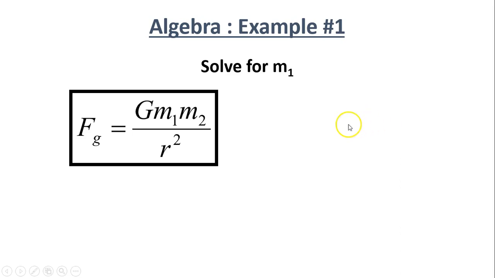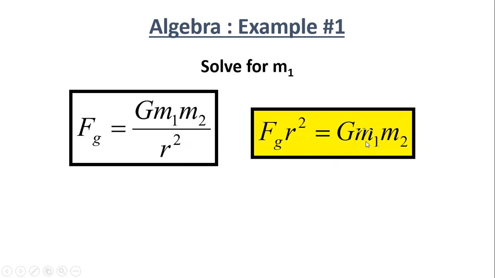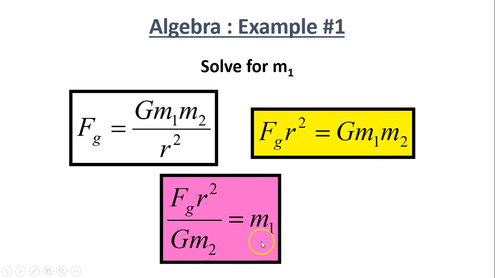Let's do our first example. How do you solve for m1? In order to solve for m1, you need to get rid of r squared. So to get rid of r squared, you need to multiply r squared on both sides. Now you have to isolate m1 by getting rid of big G and m2. Since this is a multiplication, to get rid of big G and m2, you need to divide both terms. And this is the expression for m1: Fg times r squared divided by big G times m2.